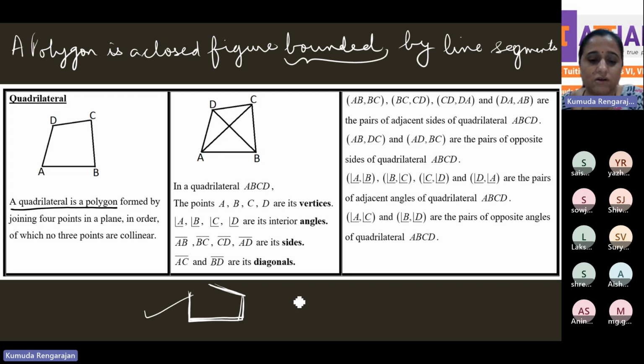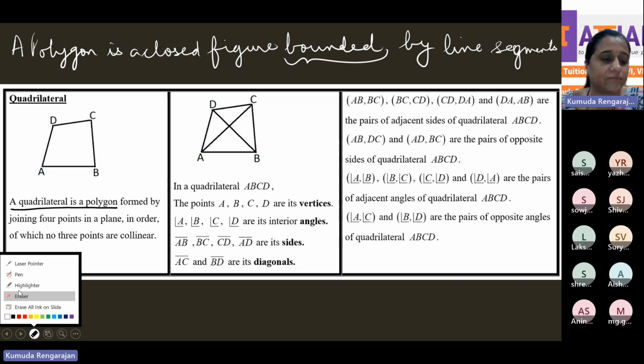So when you see this figure, 1, 2, 3, 4, you can see this figure is made up of 4 line segments, but it is not closed. Hence, this one is not a polygon. This is not a polygon because it is not a closed figure.